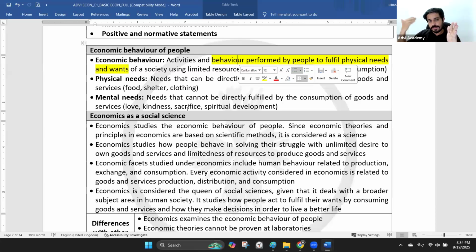So economics is one of those subjects that actually looks at how people, humans, fulfill our needs and wants. Simple as that.